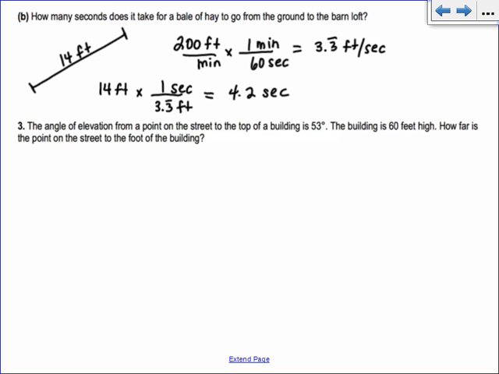Can you just use the proportion? Yeah, you could set it up as a proportion. You can also just think logically about it and say, okay, it's moving 3.3 feet every single second. So how many of those 3.3 feet fit in 14 feet? Does that make sense? 14 divided by 3.3. And that gets how far it's moved in seconds. So you can think about it that way too.